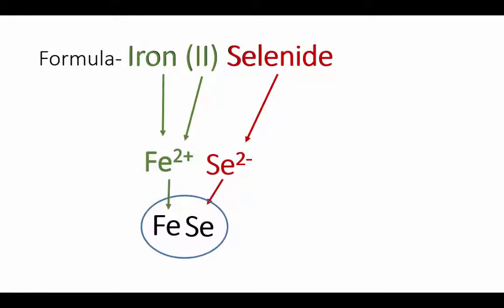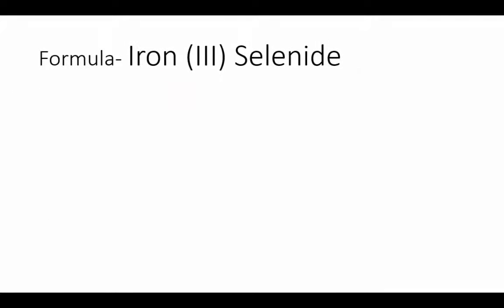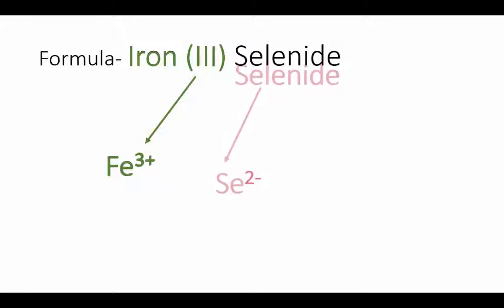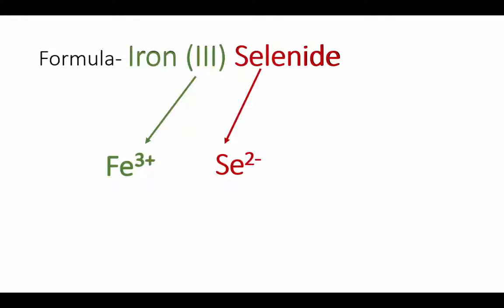For purposes of comparison, let's look at another iron selenide compound. This is iron 3 selenide. Remember that this Roman numeral tells us that the charge on this iron is 3+. Selenide still has a charge of 2-. The charges don't add up to 0. I have a charge of +3 and a charge of -2. So I need more of each ion to get the charges to balance out.